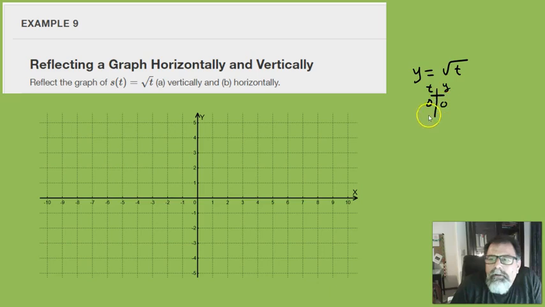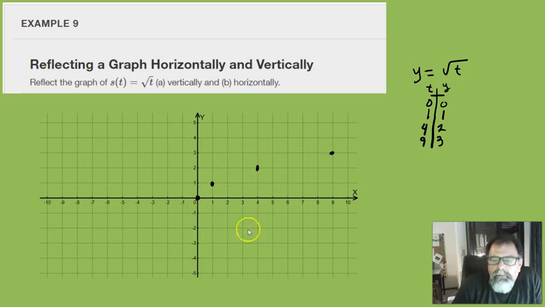Square root of 0 is 0, square root of 1 is 1, square root of 2 is 1.4, square root of 3 is 1.7, square root of 4 is 2. And again, the next nice one would be 9. So this is our original function: 0, 0, 1, 1, 4, 2, 9. So remember, you start at 0, 0. So 9 is the x coordinate, 3 is the y coordinate. So 9, 3. And then you get that square root function shape.